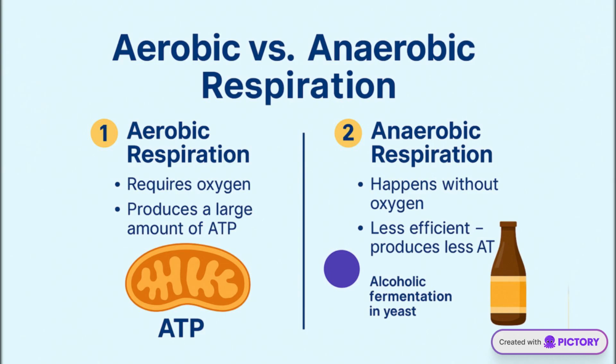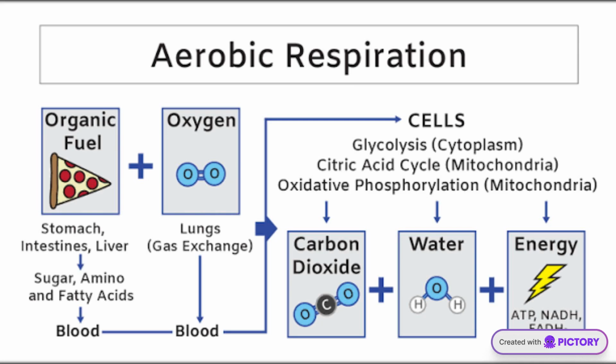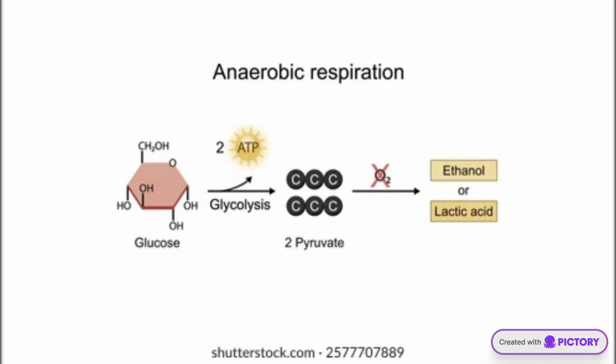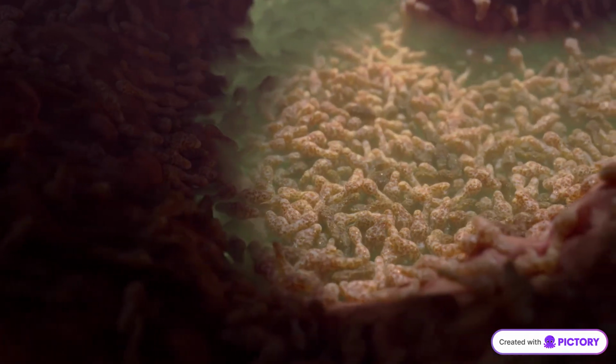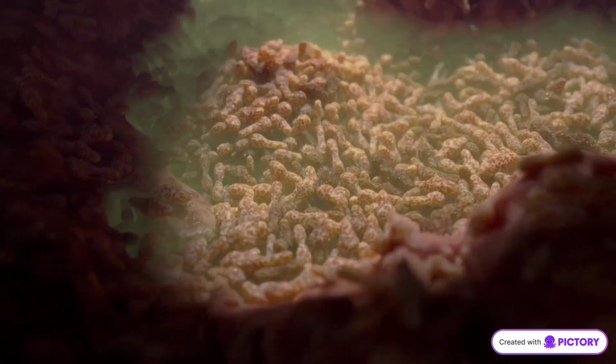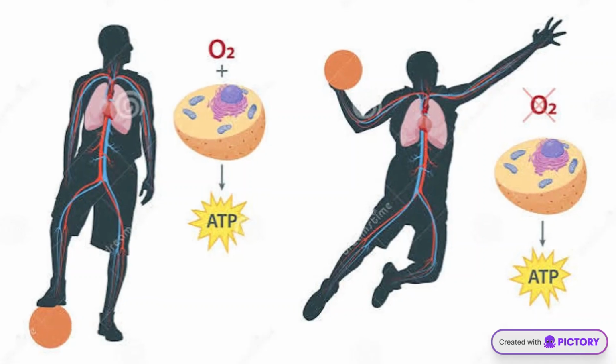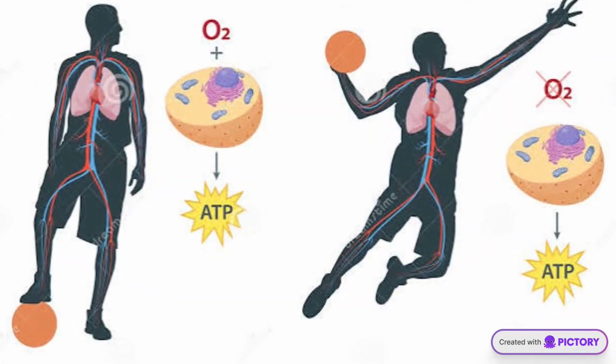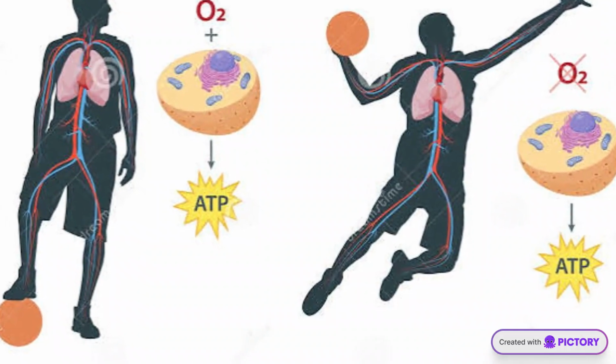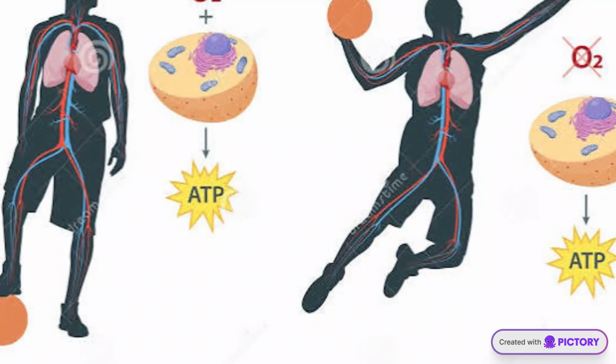Next, let's compare aerobic and anaerobic respiration. Aerobic uses glucose and oxygen, producing carbon dioxide, water, and a large yield of ATP. Anaerobic uses glucose only, producing lactic acid or ethanol, along with a smaller amount of ATP. In importance, respiration provides necessary ATP for cell activities. Aerobic respiration is efficient for sustained energy. Meanwhile, anaerobic respiration allows survival in oxygen-limited situations, benefiting industries through products like bread, beer, and biofuels.